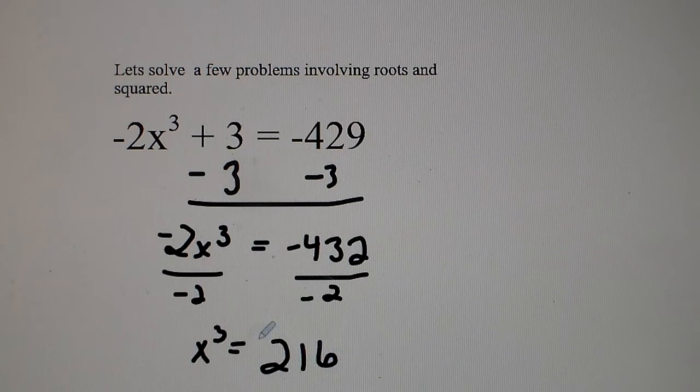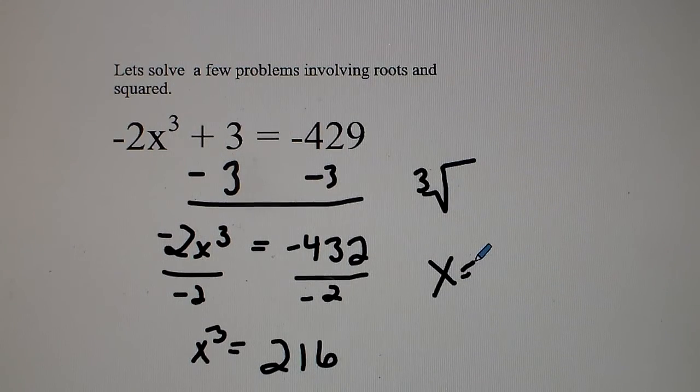Now the opposite of x to the third is a cube root. So that's a square root but with a 3. So we're going to cube root both sides and we're going to get x equals. We put that in the calculator. To get the cube root, we hit math and we scroll down to number 4. That'll be the cube root of 216, which gets you 6. So x equals 6. That was a tough one.